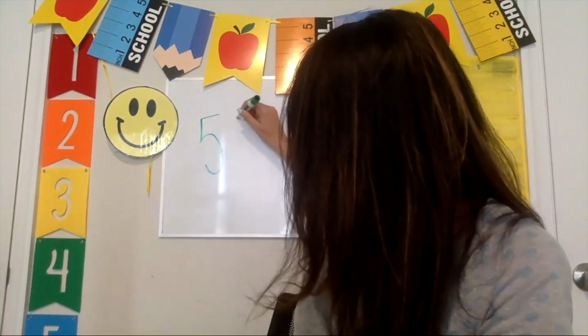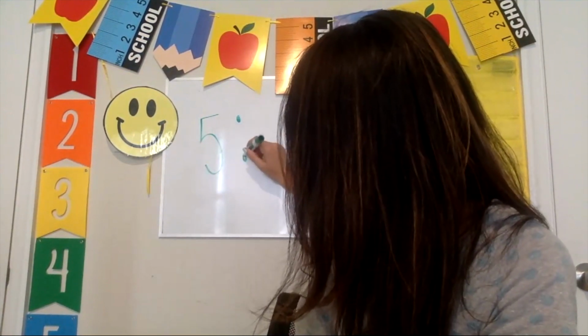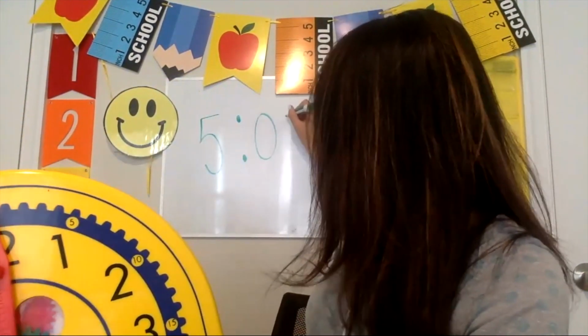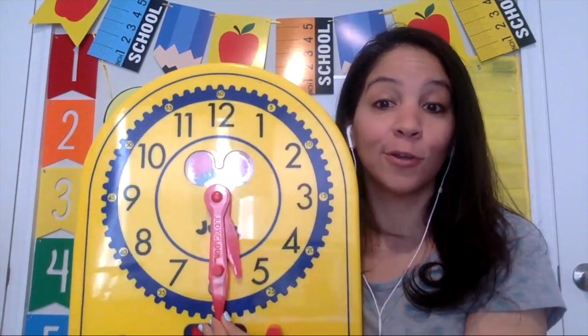Step 2 is writing our 2 dots. Dot, dot. And step 3 was writing the minutes. Who remembers what the minutes are when it's pointing straight up? 0, 0. And 0, 0 is o'clock. 5 o'clock. Today we're going to learn what our clock says when the big hand is pointing straight down to the 6. Let's get started.